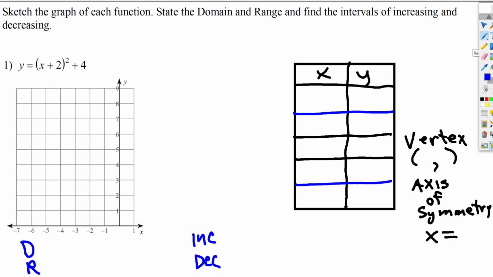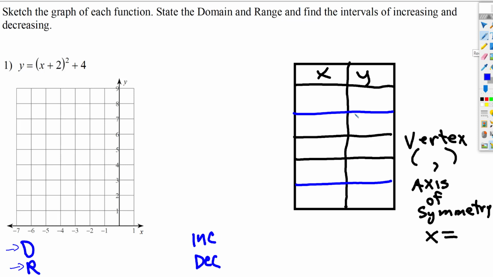Okay, we have a lot to do in this video. Let's get started. Sketch the graph of each function, state the domain and range. So I've already listed that right there. Find the intervals of increasing and decreasing. Sketch the graph, so I have a table of values.